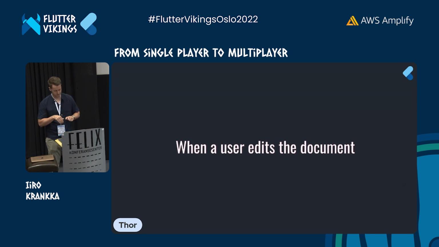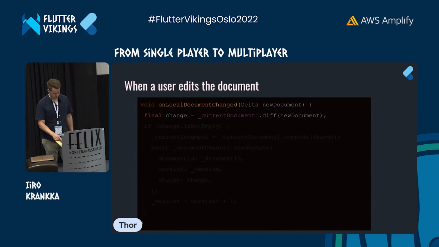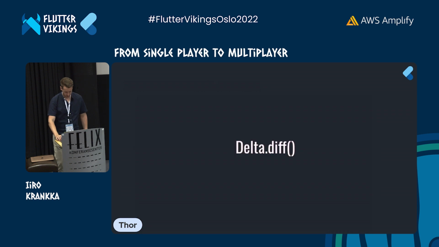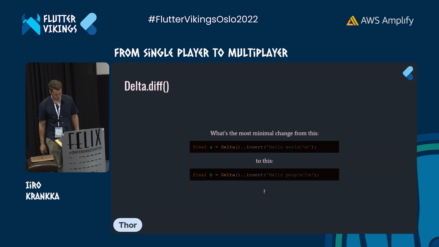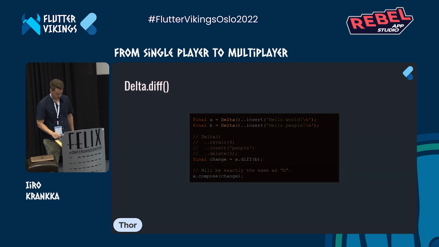And when our user edits the document, then we have something like this. We pass it the whole document, and then we do a diff. So we figure out what is actually the minimal change, and we can do so with the delta diff method, which answers this question: what is the most minimal change from hello world to hello people? And we already know what the change is going to be. It's this one that you already saw, but we basically say a.diff b, and we get what the change is going to be. What's the difference between these two? And if we say a.compose, the diff between a and b will land to b, basically.